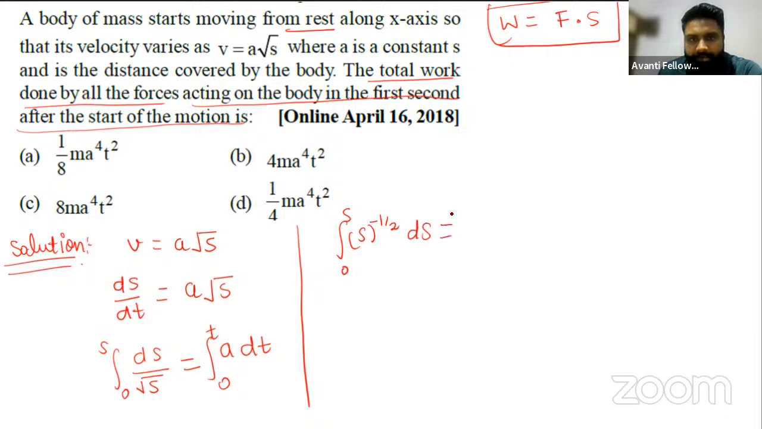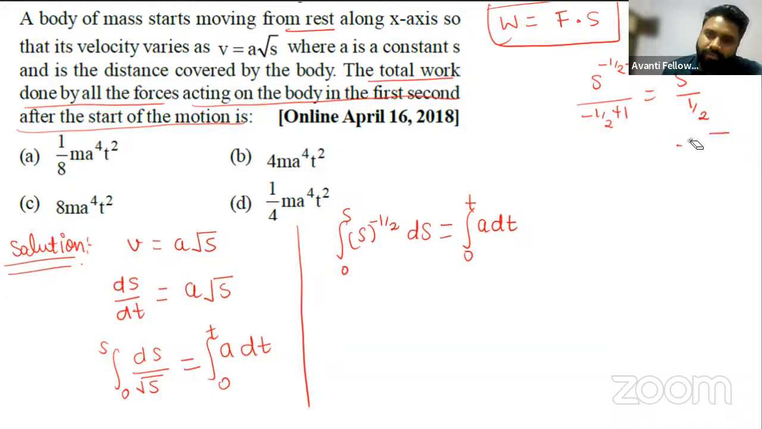ds is equal to 0 to t a dt. Now if you integrate it, it will become s raised to the power minus 1 by 2 plus 1 divided by minus 1 by 2 plus 1. Minus half plus 1 will become plus half. So it will give you s raised to the power 1 by 2 divided by 1 by 2. This will go in the numerator side. So it will give you 2 root s. Okay.